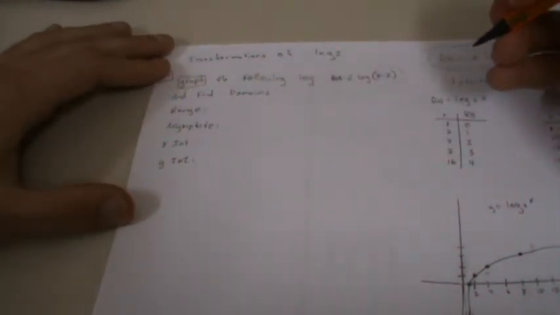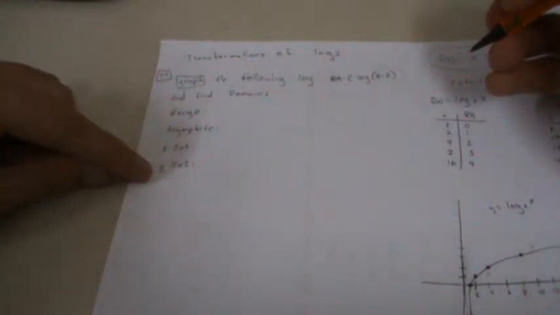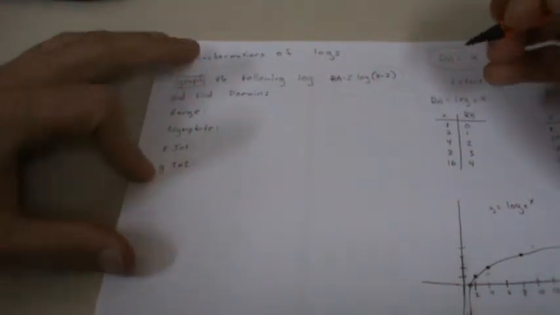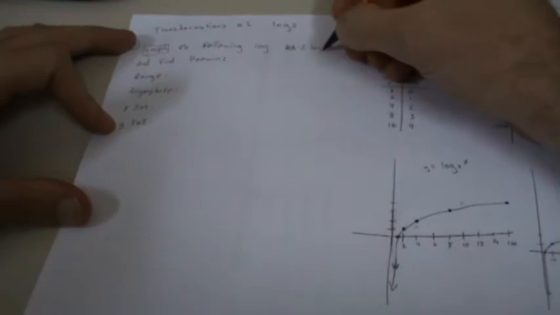f(x) = 2 log(x - 2). Find its range, its asymptote, its x-intercept, and its y-intercept. Okay? Oh, and find the domain as well. Alright? And so basically what I would do is start with the log base 10 function, because I noticed that I have a base 10 here.